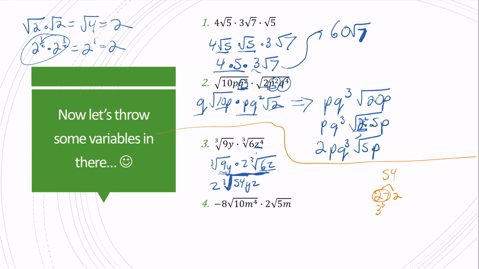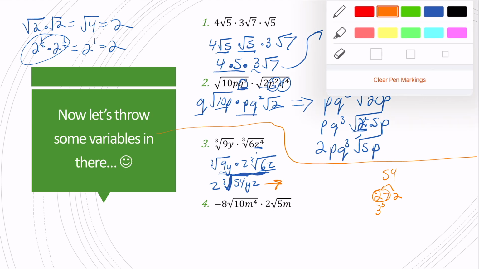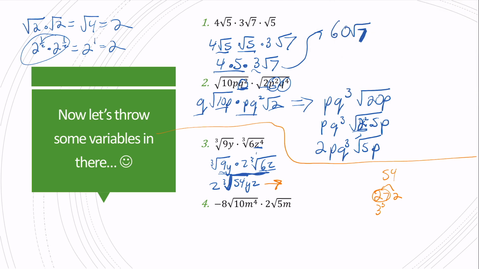So I can rewrite this as z cube root of 3 cubed times 2yz, and that 3 will come to the outside. So I have 3z, 2y squared. We're taking the cube root of that. So that would be my final answer. Here are our final answers for these problems.